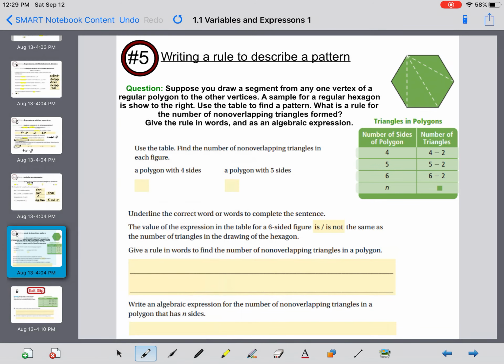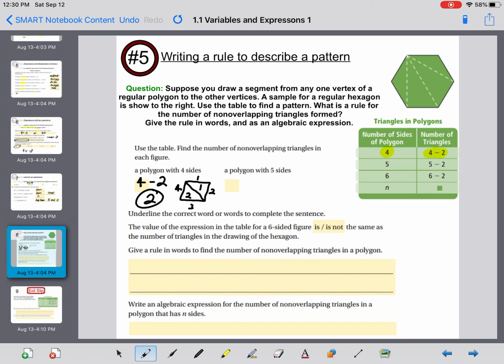So they want us to find the number of non-overlapping triangles for a polygon with 4 sides. Now look at the table. If we have 4 sides, to find the number of triangles, we're going to do 4 minus 2. Well, 4 minus 2 is 2, so there's 2 triangles. And if you take a look, if we have a square, 4 sides, 1, 2, 3, 4. How many triangles did it make? 1, 2.